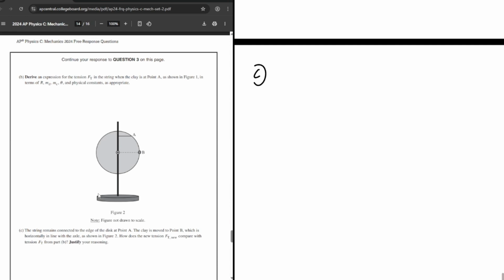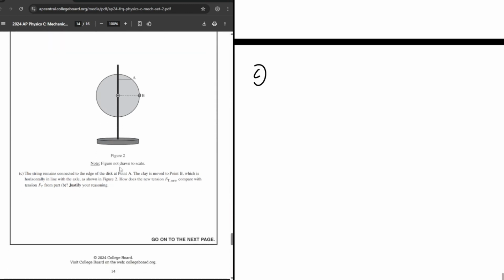Question, part C. The string remains connected to the edge of the disc at point A. The clay is moved to point B, which is horizontally in line with the axle. How does the new tension compare to the old tension? Okay, so they're going to leave the string where it's supposed to be, and they're going to move the clay so it's horizontally in line with the axle.